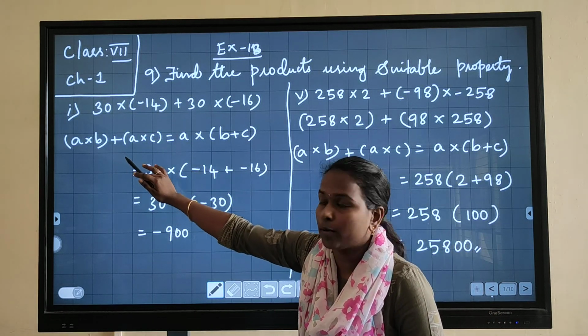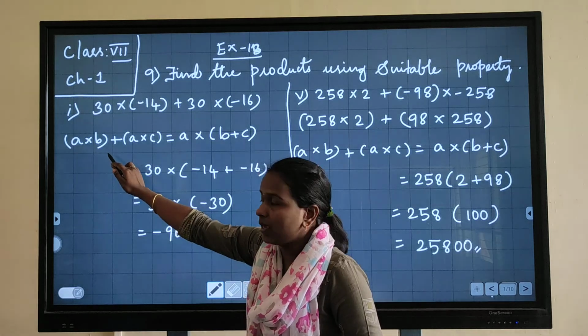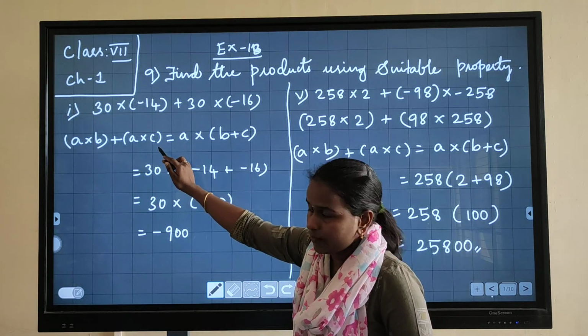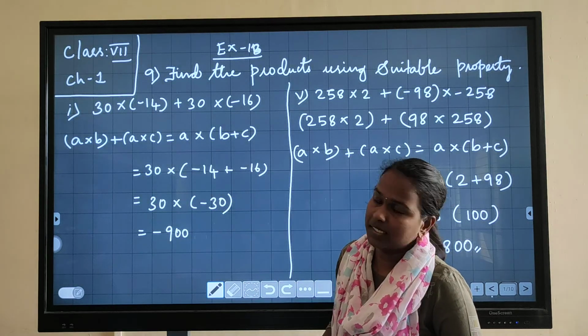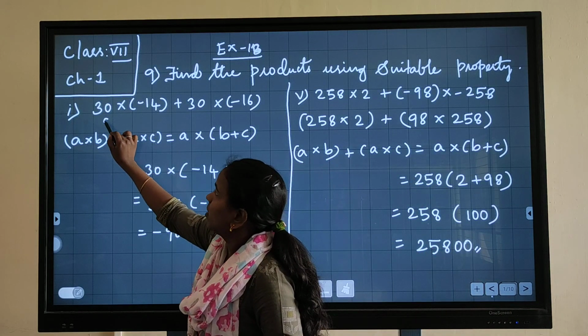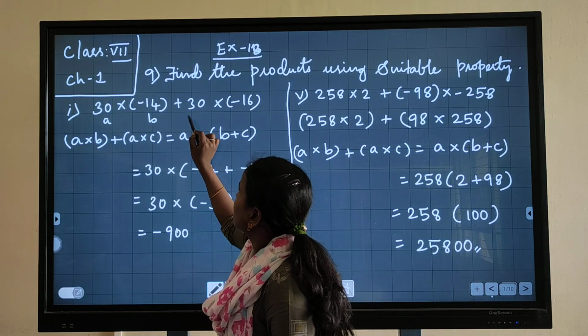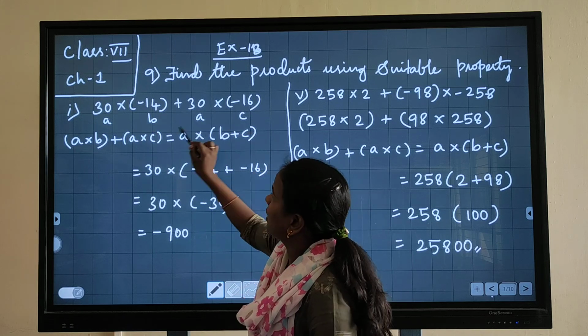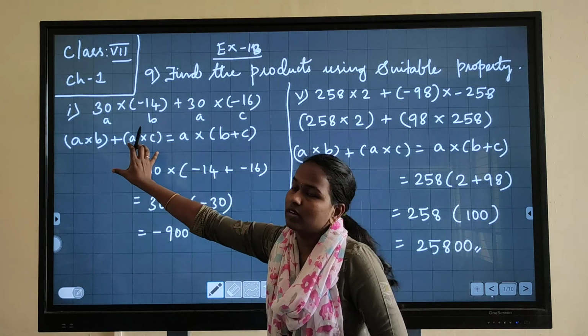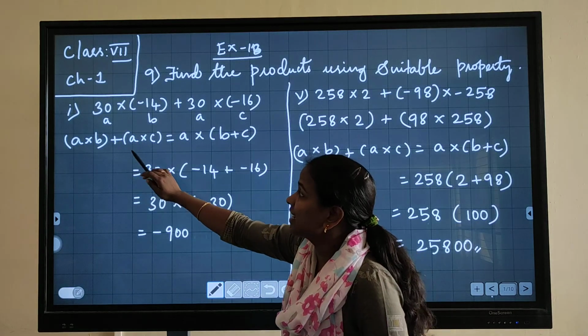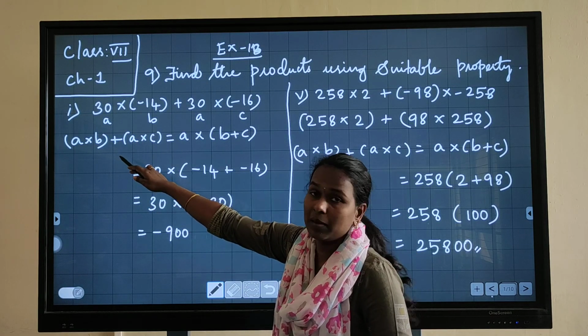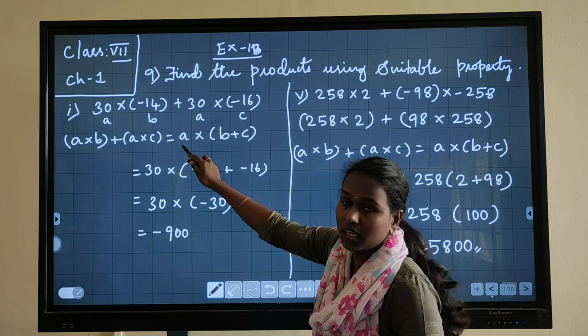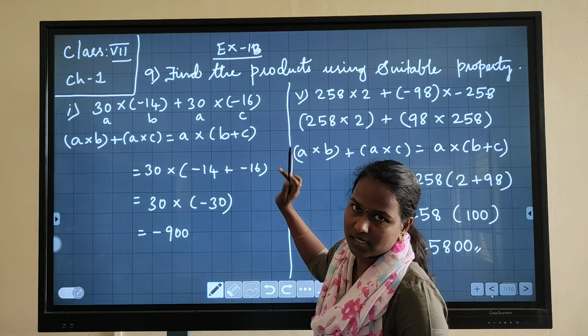What is the distributive property? A multiplied by B plus A multiplied by C equals A multiplied by B plus C. See, in this, this is A, this is B, plus this is A, this is C. A multiplied by B plus A multiplied by C. This format looks like this. We can write A multiplied by B plus A multiplied by C equals A multiplied by B plus C.